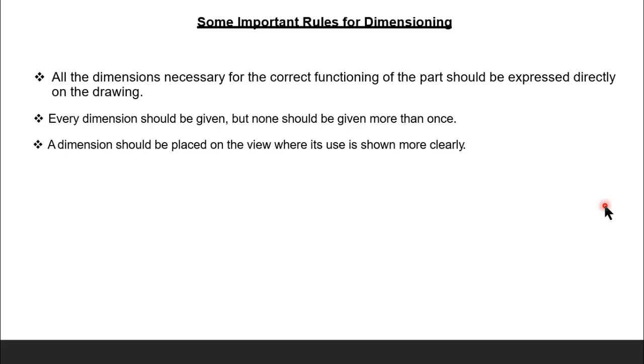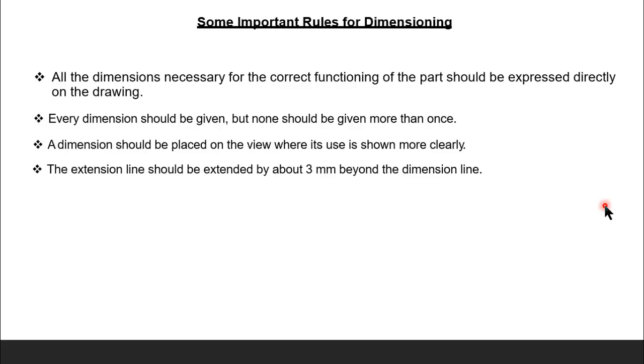That means the dimension should be placed clearly. It should not overlap and it should not be in a congested area. It should be clearly visible, and in such a manner we need to write it. The extension line should be extended by about 3 mm beyond the dimension line. The dimension line should not start at the end of the extension line; we need to give some 3 mm space. The aligned system of dimensioning is recommended. In most cases, aligned type of dimensioning is recommended, and we will use that also.